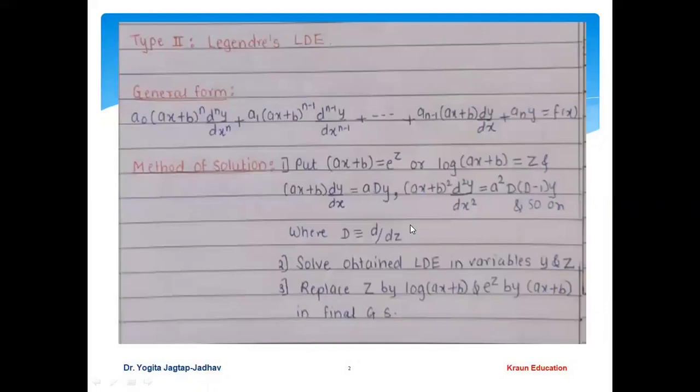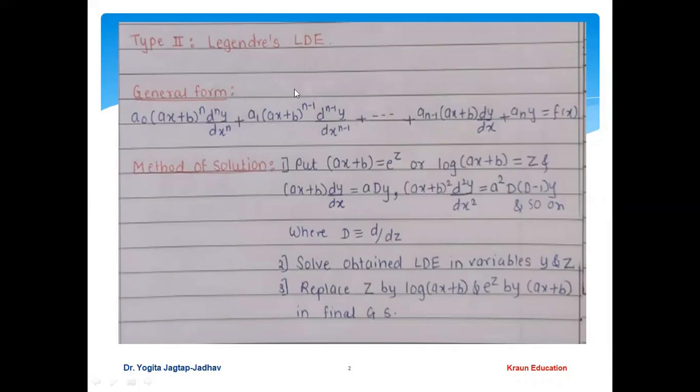It is of the form a0 (ax+b)^n d^n y by dx^n plus a1 (ax+b)^(n-1) d^(n-1) y by dx^(n-1) plus and so on, a(n-1) (ax+b) dy by dx plus an y equal to f of x. Here you can observe that the nth order derivative term has the multiplier (ax+b) raised to n, and so on, right?